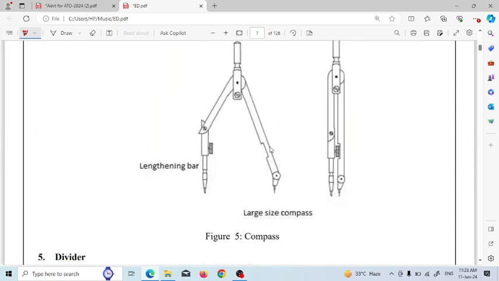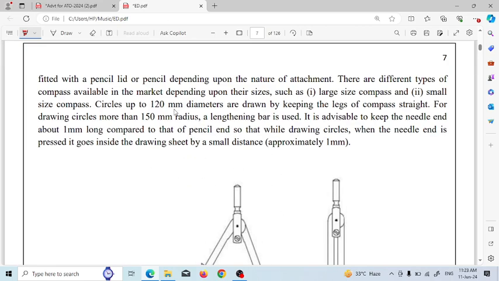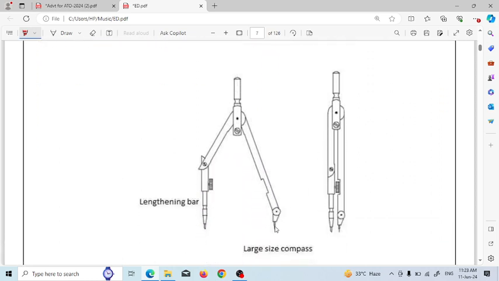So this is the compass box. One leg is needle and another leg is fitted with pencil for drawing purposes, and it is used for drawing circles. Circles up to 120 mm diameter can be drawn, and for drawing circles of more than 150 mm radius, the lengthening bar is used. It is advised to keep the needle end about 1 mm longer than the pencil, so that while drawing the circle the needle is pressed a small distance into the drawing sheet, so approximately 1 mm clearance is provided to the needle. So this is all about compass.